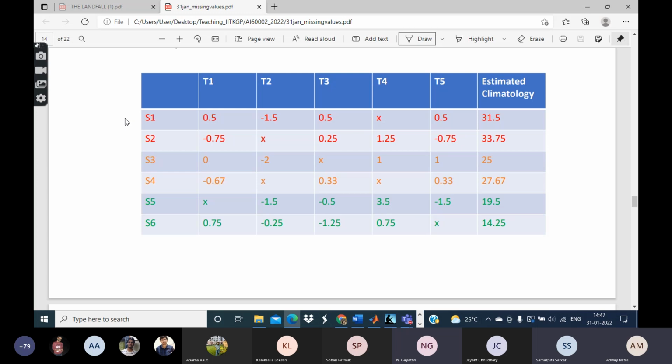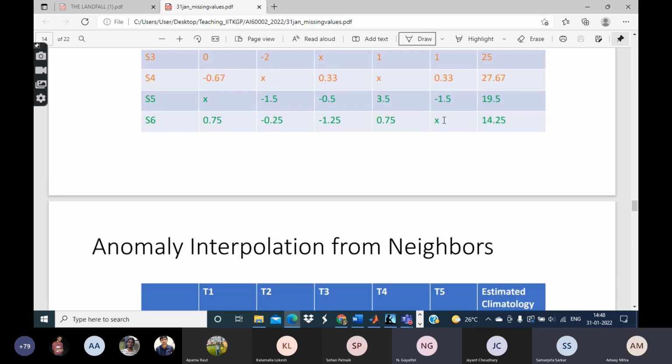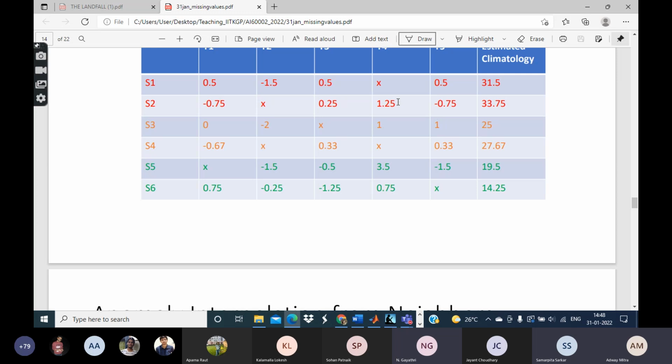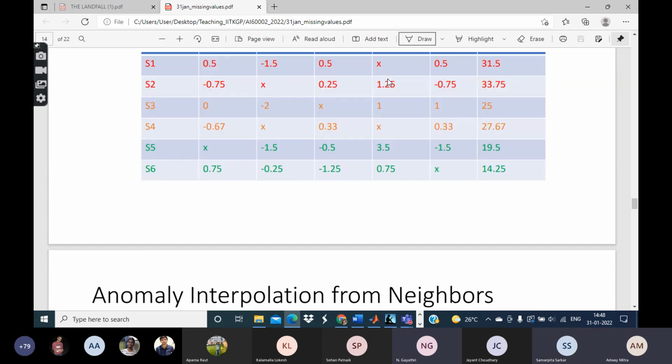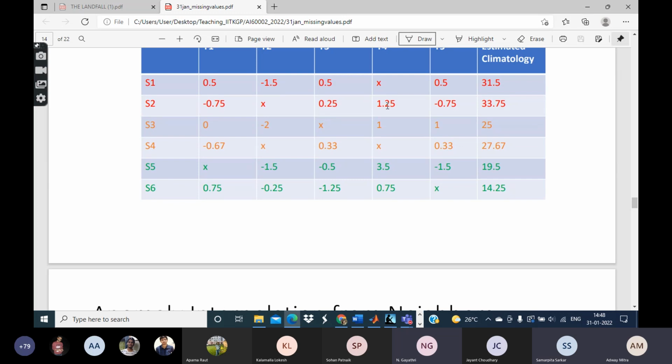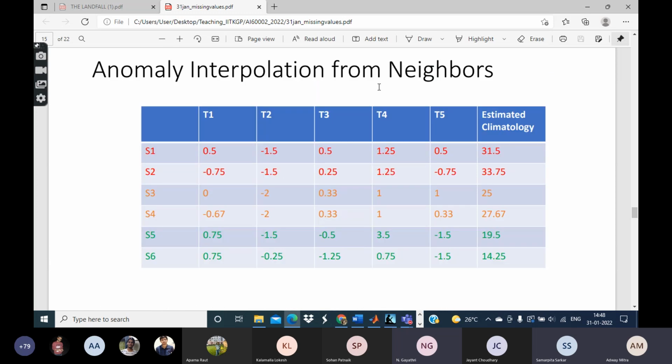You divide the data set into spatial neighbors or temporal neighbors as necessary, and you just copy the mean values of the spatial neighbors or temporal neighbors, as the case may be. In this case, each one, like S1, has only one neighbor, namely S2, so taking the mean basically means using the same value itself. If it had more neighbors, we would have taken the mean of the anomaly values of those and put it here.